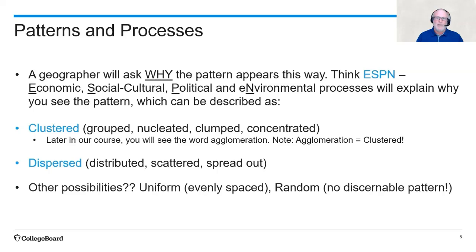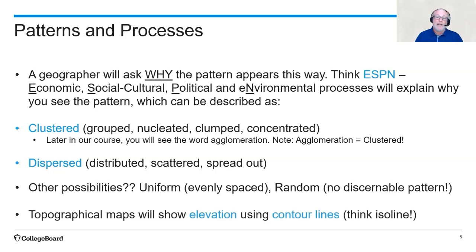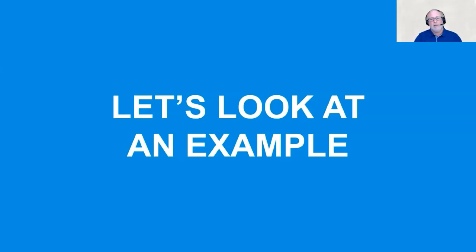So what other possibilities might there be? Sometimes there could be a uniform pattern. It's all evenly spaced out. There might not even be a discernible pattern. It might be randomized, right? Or we could show elevation. And again, I want you to think isoline there. That's the one that looks kind of like the thumbprint, where you get all those squiggly lines, and every time you cross a line, it means that you're changing elevation, right? The undulation of the terrain. Is it flat? Is it mountainous? Is it hilly? So let's look at some examples of these so that we can visualize, all right, what we mean.